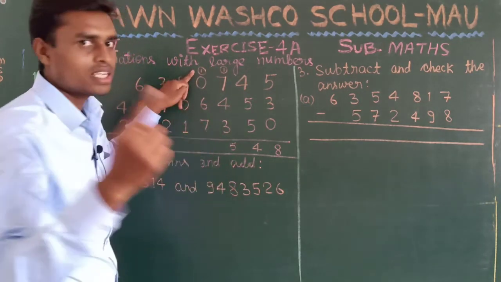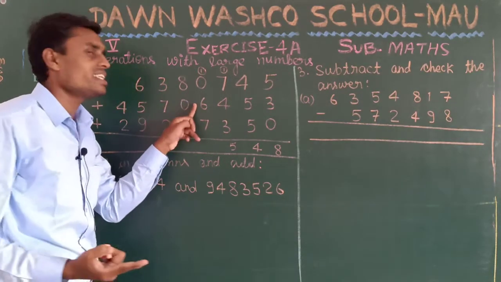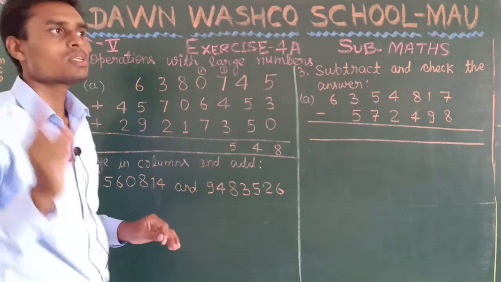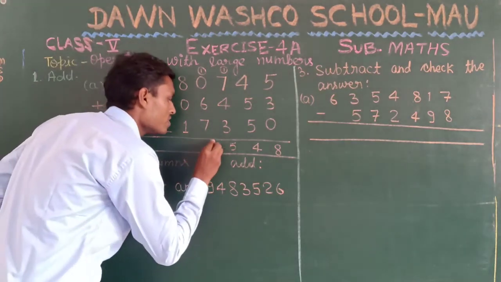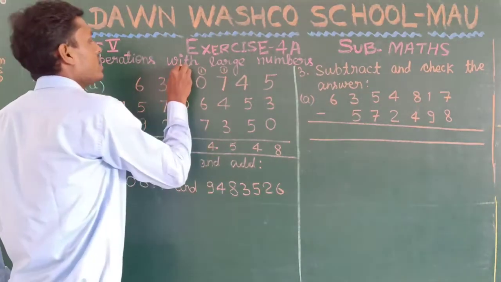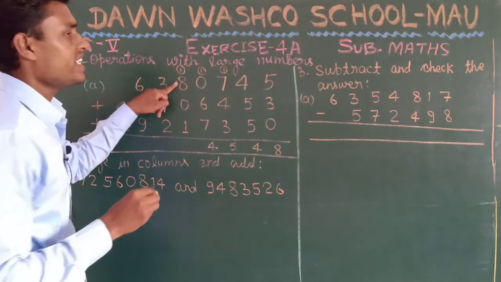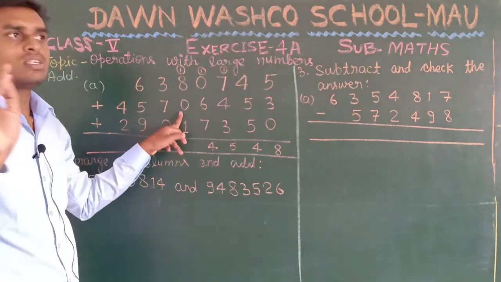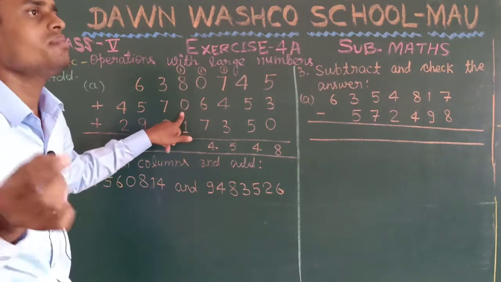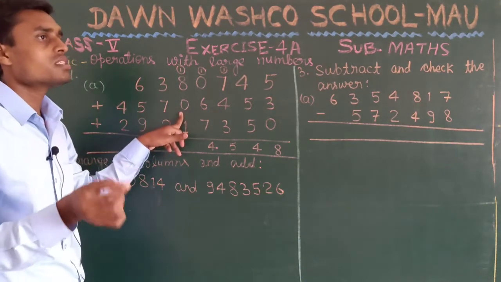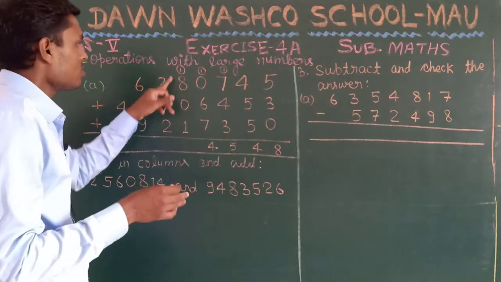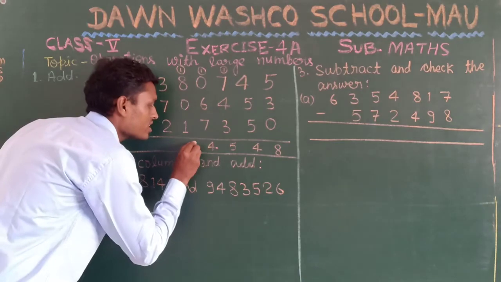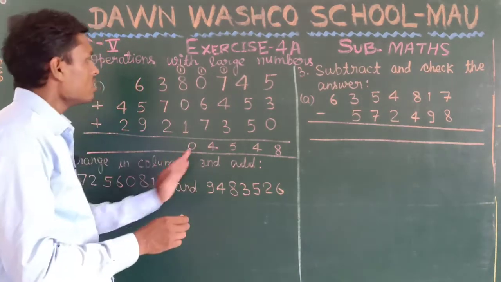0 and 1 gives 1. 1 and 6, yes, 7. 7 and 7, 14. Write 14 here and carry 1 over here. 1 and 8 gives 9. 9 and 0, again 9, because when we add 0 to any number, the sum is the same number. So 9 and 0 is 9, and 1, 10. Let us write 0 here and carry 1 over here.